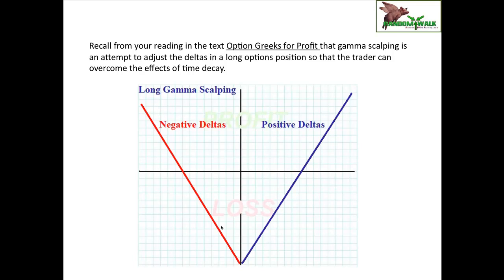So what I have here on this slide is the picture of a straddle. A straddle is just the purchase of a call and the purchase of a put. If you look at the picture of the straddle, as the stock goes higher and higher, your call deltas are going to get bigger, your put deltas are going to get smaller, so you're going to have more positive deltas than negative deltas.